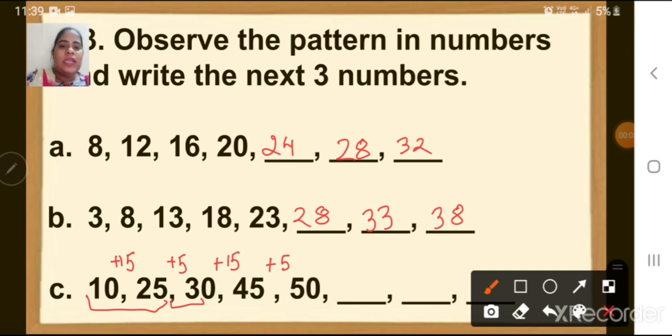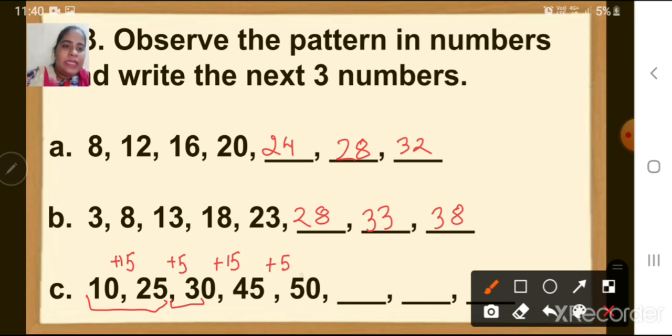Okay, here you can see we don't have plus 5 or plus 4 in between all the numbers. In fact, between 10 to 25, we have 15 numbers, correct? So it is plus 15. Then 25 to 30, there is 5, okay, plus 5. Then between 30 to 45, there are 15 numbers. So the pattern is, first we will do plus 15, then plus 5, then again plus 15, then plus 5. So after plus 5, it will be plus 15, correct?